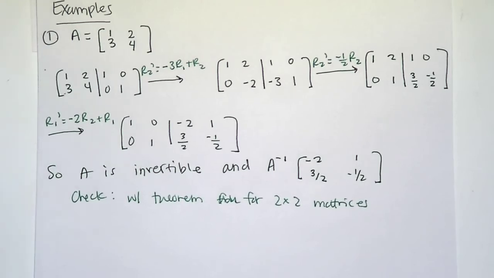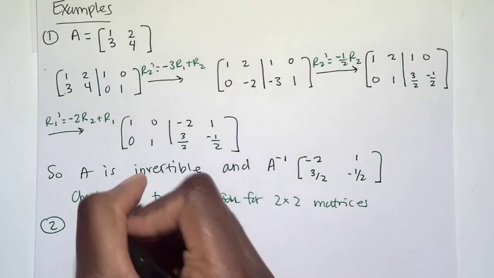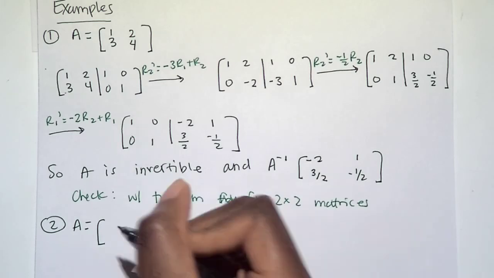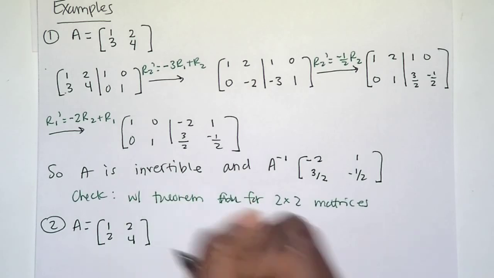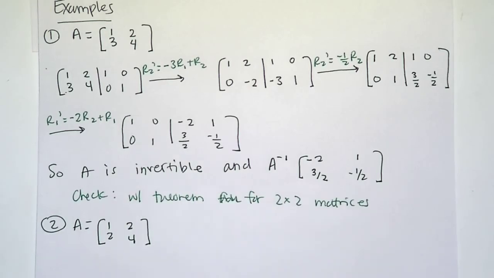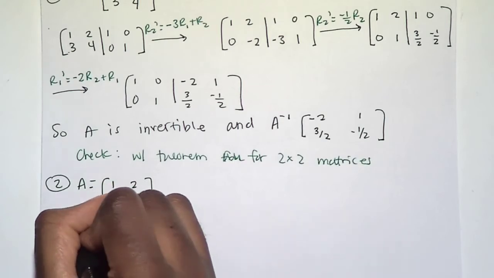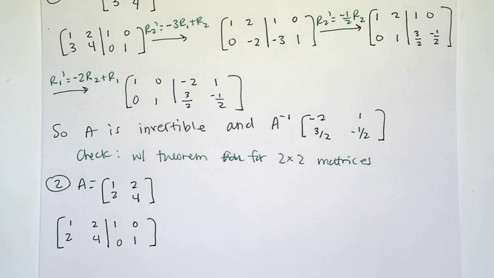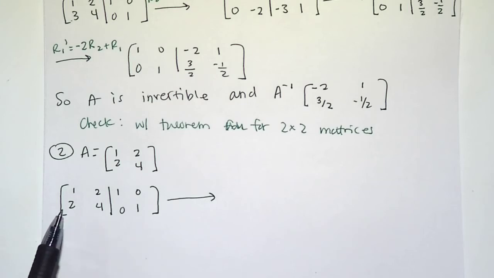All right, let's look at another example. I'm going to do another 2 by 2 just to save time. Down my columns, I got 1, 2, 2, 4. And I want to see, is this one invertible? What is A inverse? So that means, what are we going to do? We're going to set up an augmented matrix with A on the left side, identity on the right side, and row reduce. I'm going to get the 0 here.